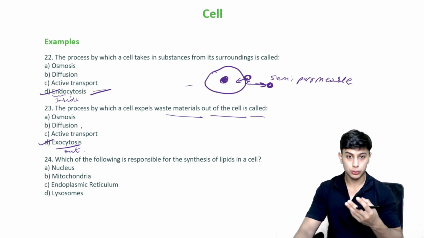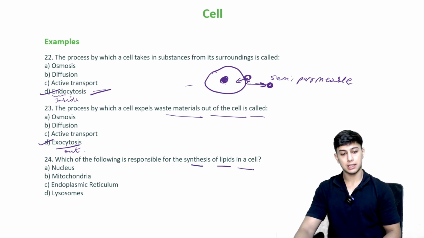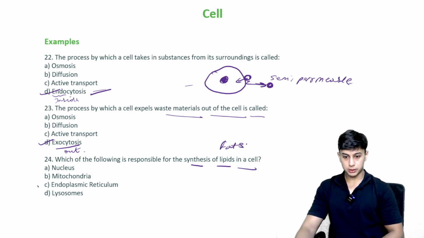Inhale, endo. Okay. Which of the following is responsible for the synthesis of lipids in a cell? What was lipids? Lipids were fats. Correct option is option C. Lipids were also synthesized by endoplasmic reticulum.